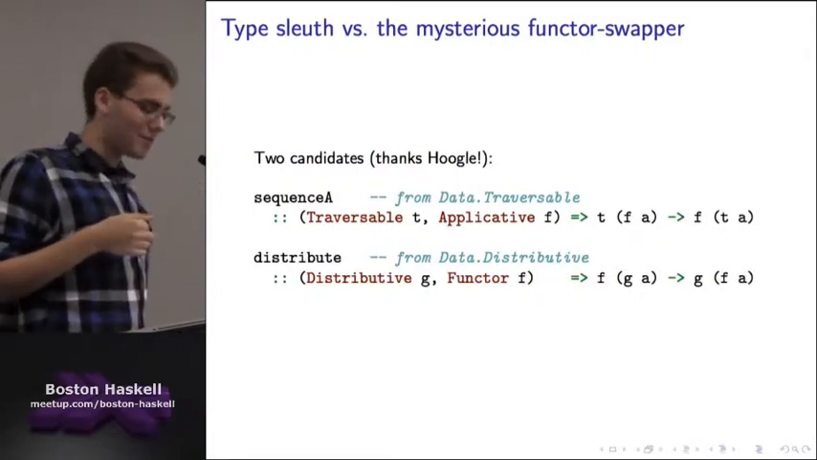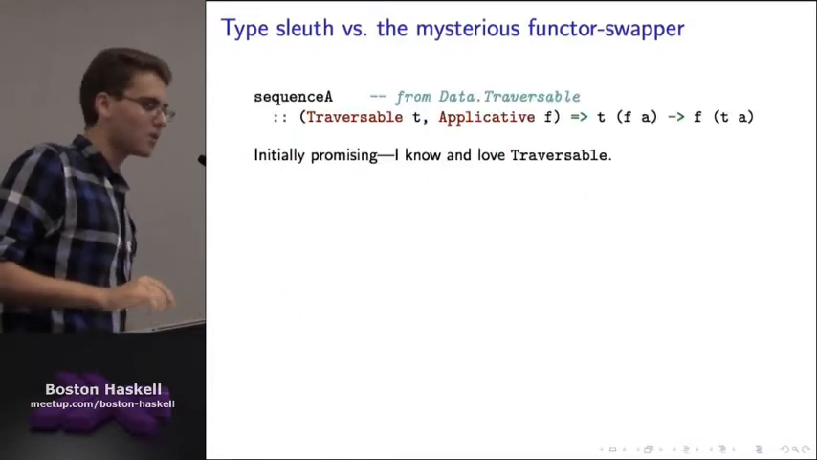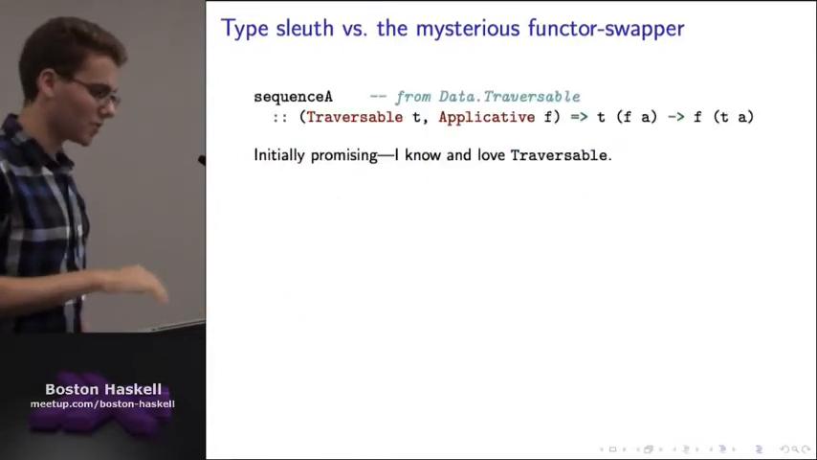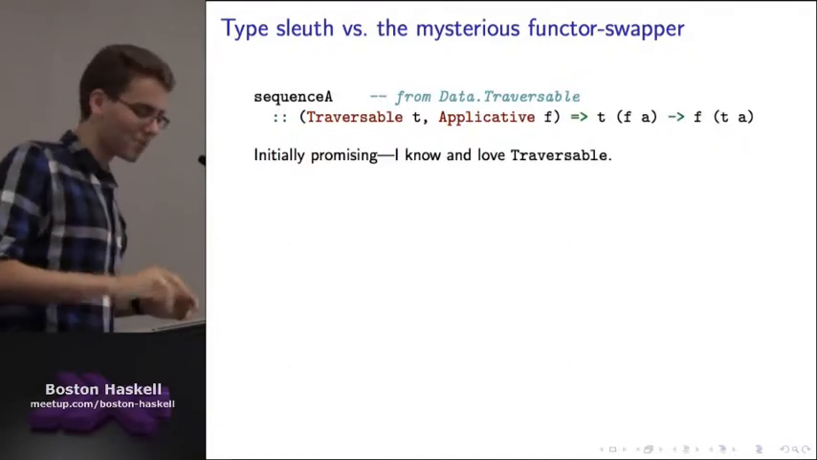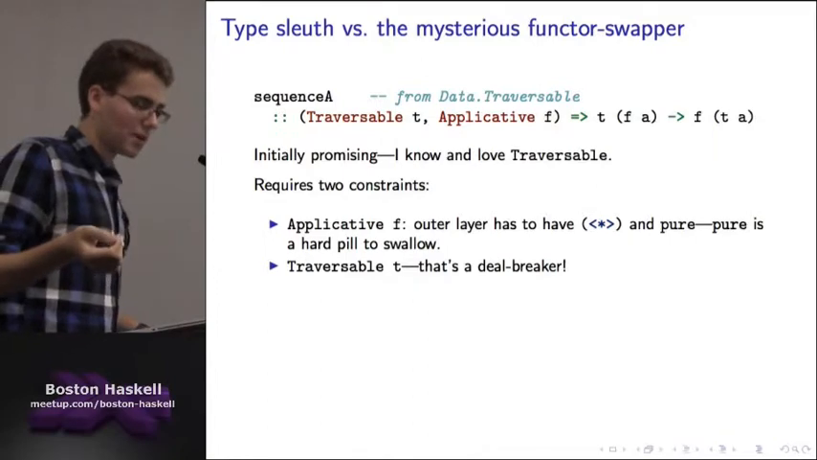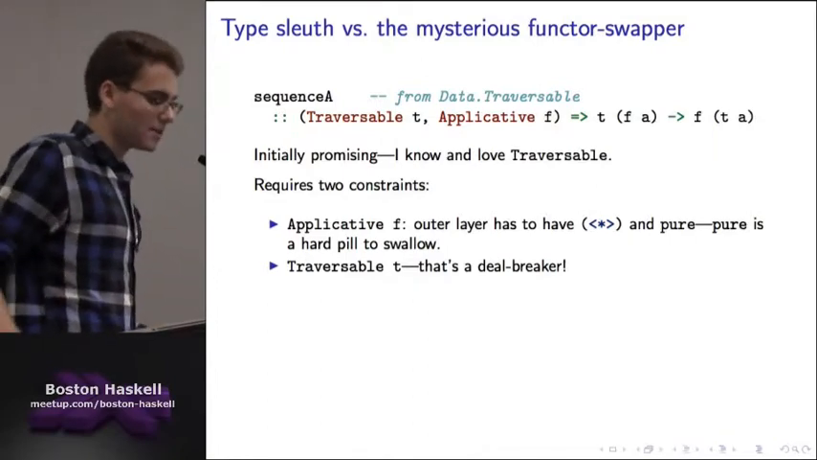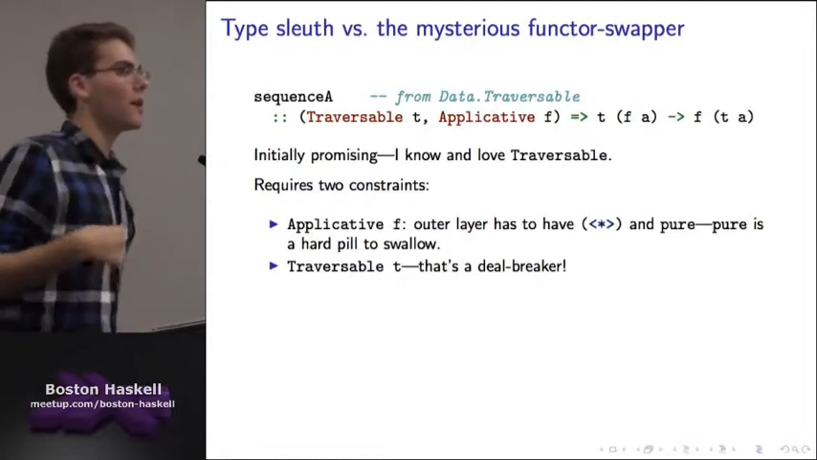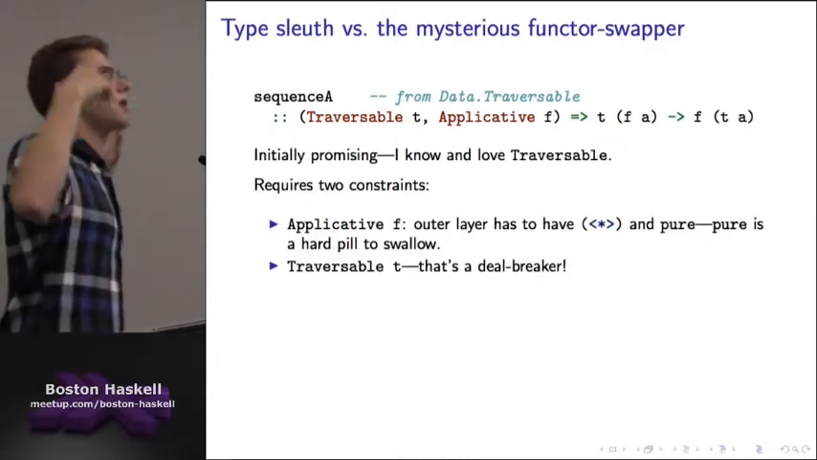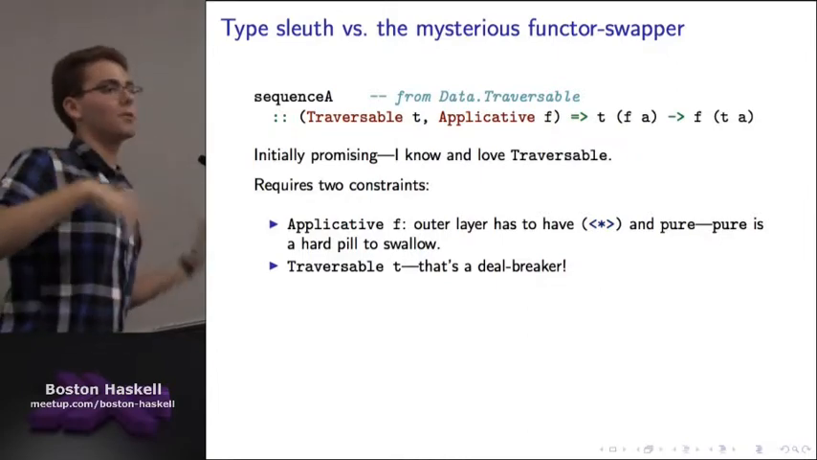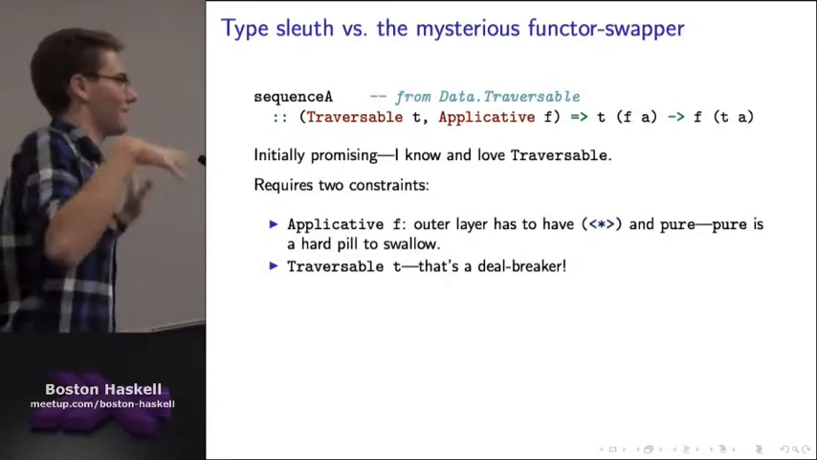One is sequence A from traversable, one is distribute from data.distributive. So sequence A requires traversable and applicative. I like traversable, I like applicative. These are fun things to work with, but those two constraints maybe aren't applicable to the domain that we're talking about, because applicative means that the outer layer has to have pure. And pure is not necessarily something that we want to define for every comonad, because remember, pure is like return, and return is a monad thing, and not every comonad is a monad.